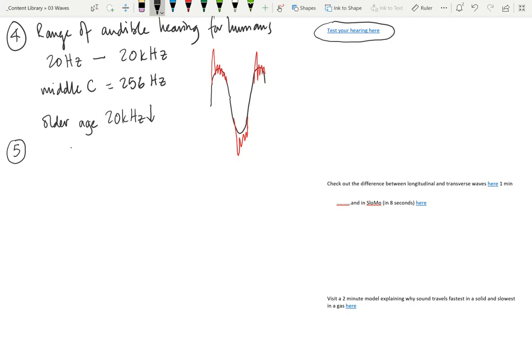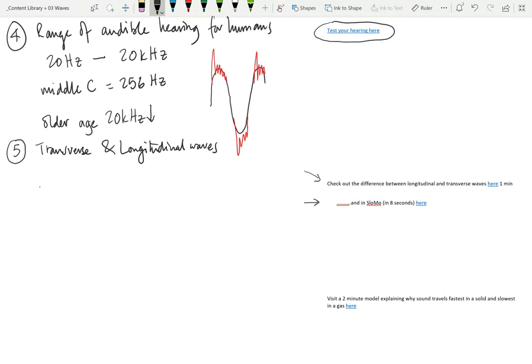Now, next we're going to have a look at the vexed issue of transverse and longitudinal waves. And the reason I say it's vexed is that it's really hard to draw longitudinal waves. So what I suggest you do is that you stop and watch these two little clips. They're quite short. One's 1 minute and the other's 8 seconds. And I think by the time you watch those, you will be able to tell me what the difference is between transverse and longitudinal waves. But I will attempt now to draw a picture that will show you.